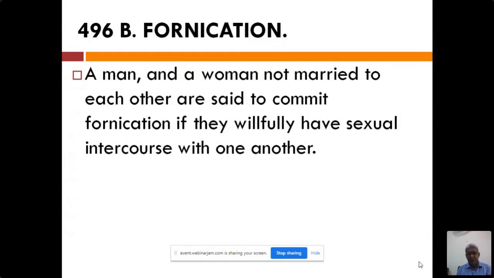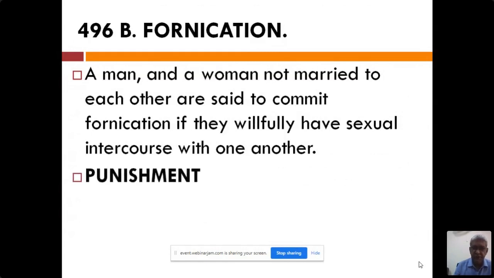In both zina and fornication, there is no difference. Both are not validly married to each other, and both are doing their sexual intercourse with consent, or willfully. Apparently, there is no difference in the definition of zina and fornication, but for their registration in the court, the procedures have been changed.